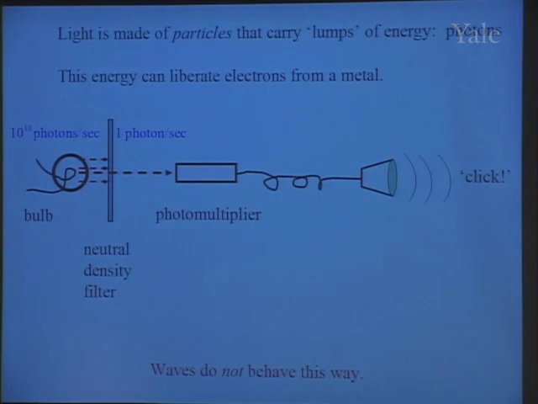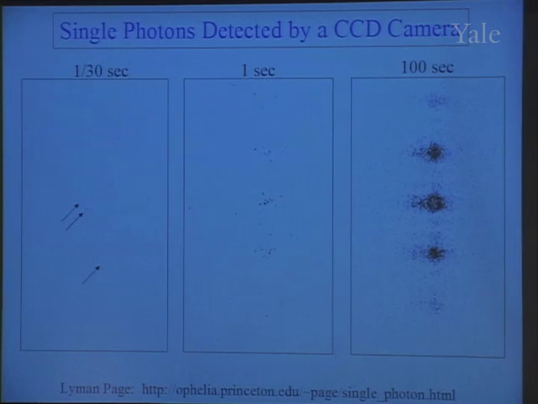So this proves that these are not waves, because waves deliver their energy smoothly and continuously all the time, even if they have very low amplitude. But here, it's showing that the energy arrives in discrete lumps called quanta. It's from the German word for counting, for quantity. And that little lump of energy always has the same size and makes the loudspeaker click when the photomultiplier detects it. So that's the first bit of randomness.